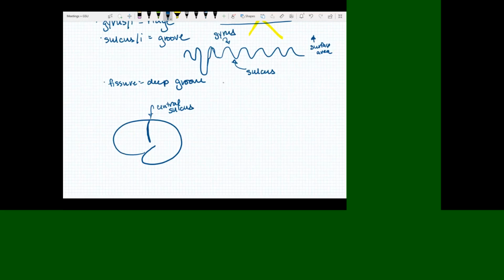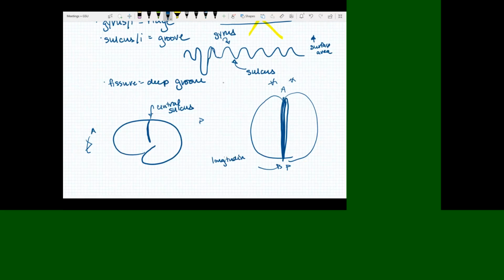So if you're looking, these are your eyes. This is the anterior part of the brain, and this is the posterior. Or if you were to look at the brain kind of like this, and here are your eyes, this is the anterior and this is the posterior, and you're looking down at the top of it. You've got one that goes right down the middle that splits the right and the left. That will be the longitudinal fissure. So the longitudinal fissure will split right and left. The central sulcus will split front and back.